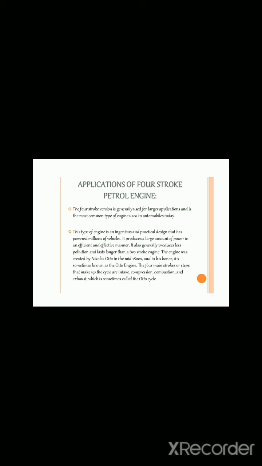The engine was created by Nicholas Otto in the mid 1800s, and it is sometimes known as the Otto engine. The four main strokes or steps that make up the cycle are intake, compression, combustion and exhaust, which is sometimes also called the Otto cycle.